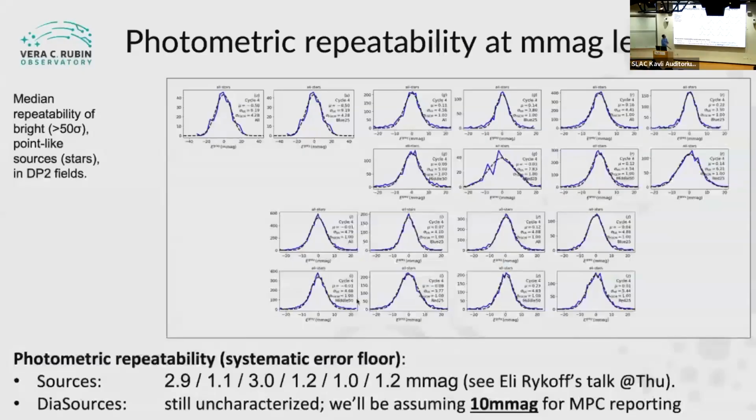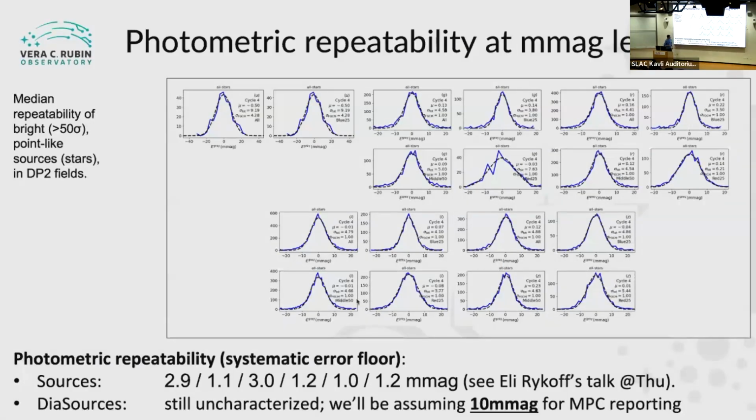Photometry is also incredibly good for sources. These are individual measurements on direct images, not on difference images. You're going to hear from Eli Rykhoff on Thursday. This is the systematic error floor in millimags for each of the U, G, R, I, Z, Y bands. These are single-digit numbers, and they're low. This is like 1.1 millimag from the ground.